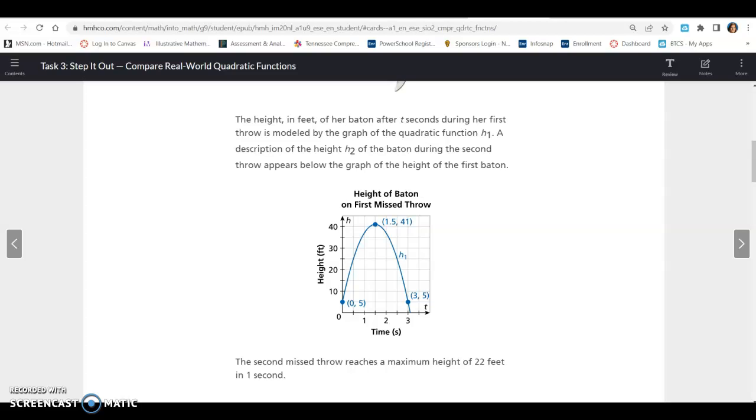the quadratic function h1. A description of the height h2 of the baton during the second throw appears below the graph of the height of the first baton.